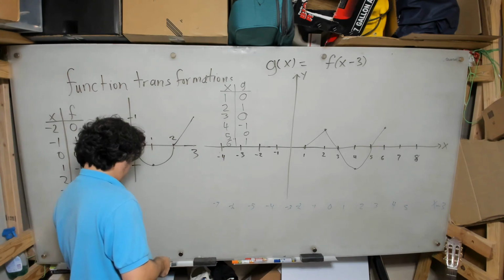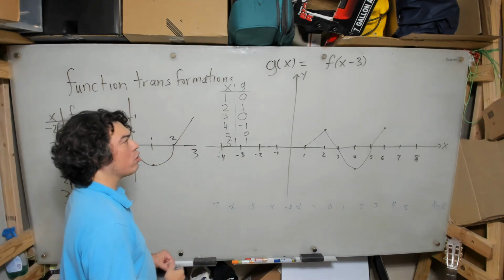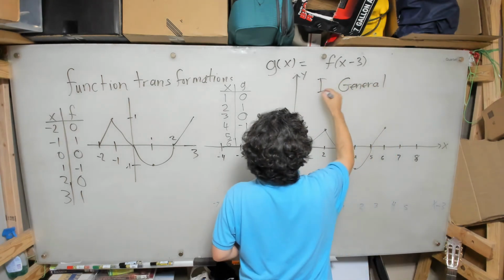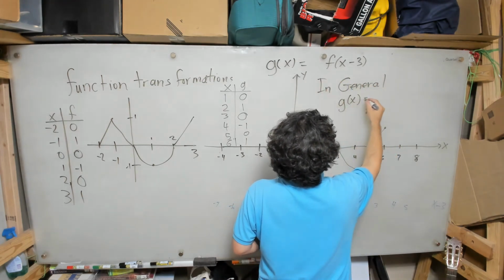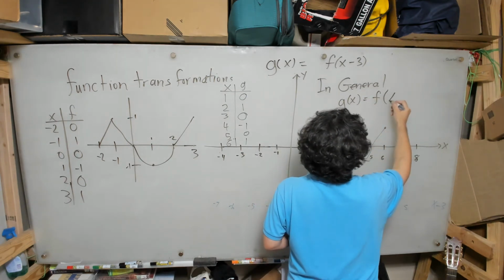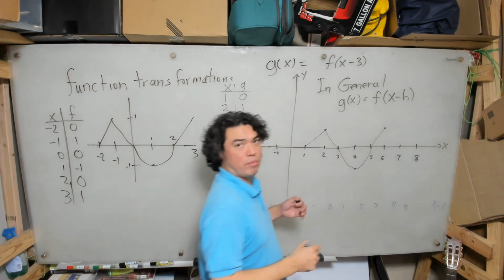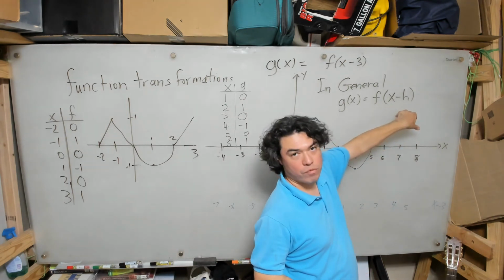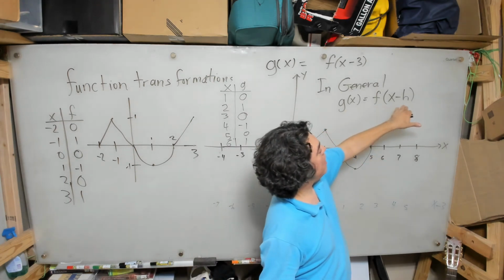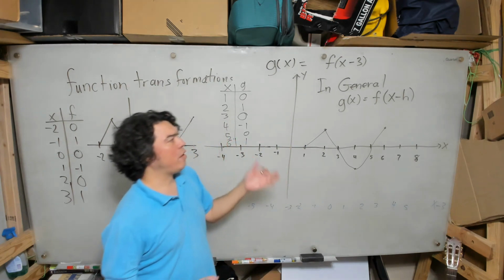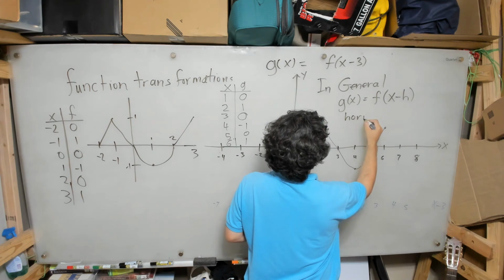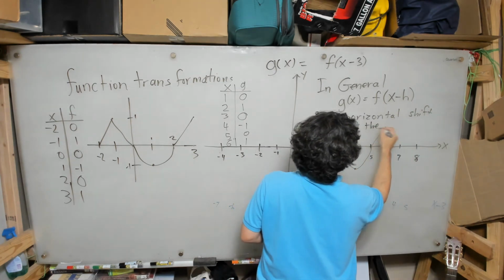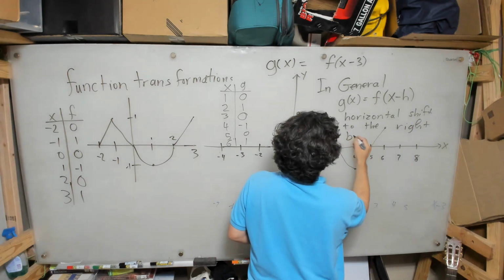And so now I'm going to write down what our conclusion is. So in general, if we have a function g of x that is equal to f evaluated at x minus h, where h is some positive value, that is, if g of x equals f of x minus 3, if g of x is equal to f of x minus 4, if g of x is equal to f of x minus 1,000,000, for example, then that will correspond to a horizontal shift to the right by h units.